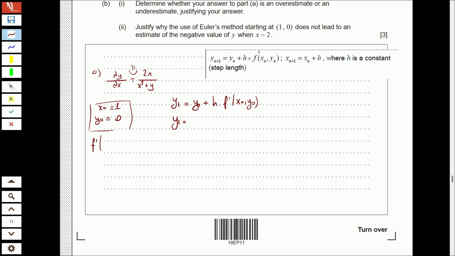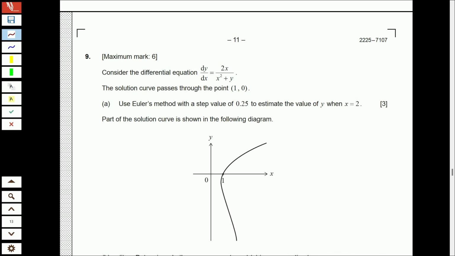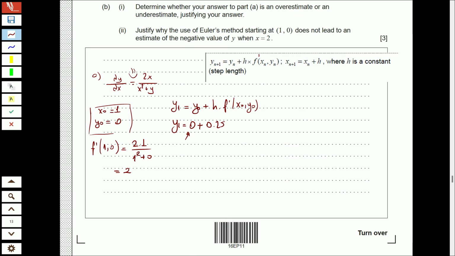So it will be f prime of (1, 0) equals 2 times 1 divided by 1 squared plus 0, right? Which is 2. And then again, I'm going to use the Euler equation: y0 is 0 plus the step length given in the question, 0.25, times the value that we found in here. From here you can say y1 is 0.5.